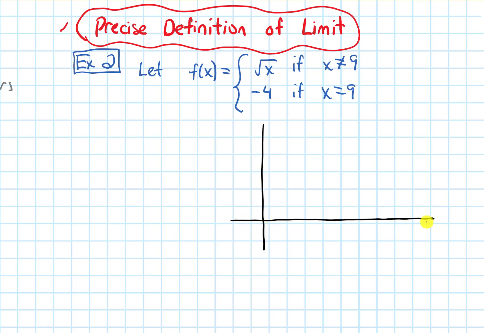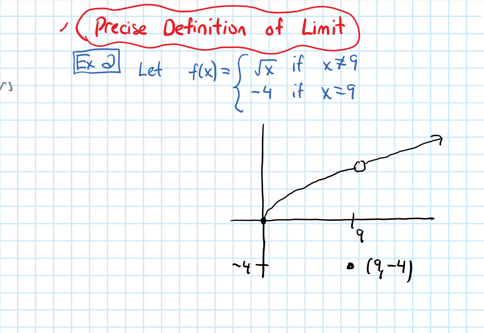So I'm going to draw some axes, and when x equals 9, the output, or the y value, is negative 4. So there's one point on the graph here at (9, -4). For all other values of x, it looks like the square root of x graph. The square root of x graph starts here, and then it curves upwards like this. Normally it would keep on going, but I have to skip x equals 9. And when I skip it, I'll get a hole. And then it'll continue onwards like this.